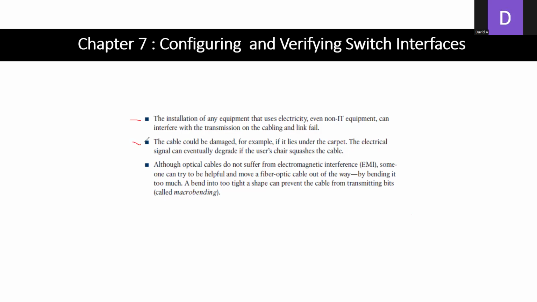Number two, the cable could be damaged. For example, if it lies under the carpet, the electrical signal can eventually degrade if the user's chair is squashing the cable. You have to take that into consideration, guys. It's layer one for a reason. It's called physical for a reason. There are many things that can mess up your LAN, and never say never.